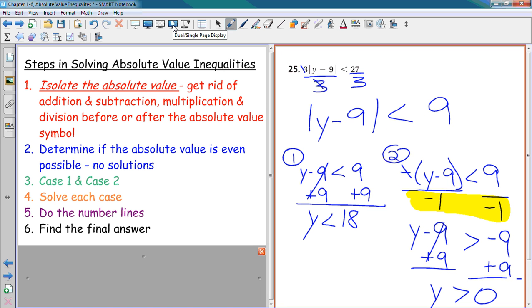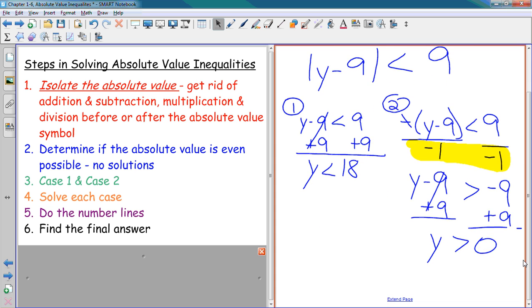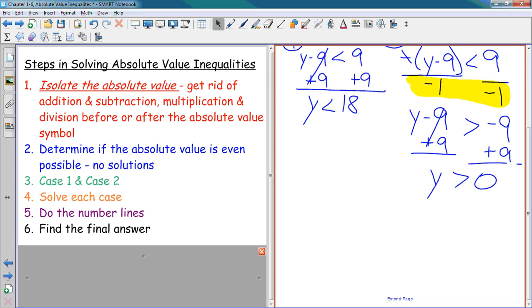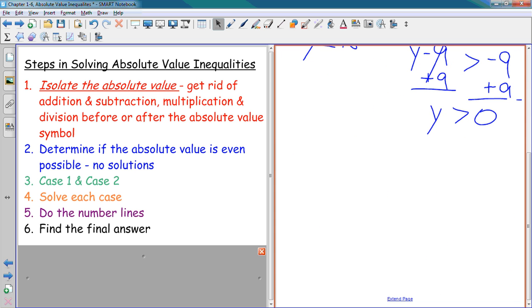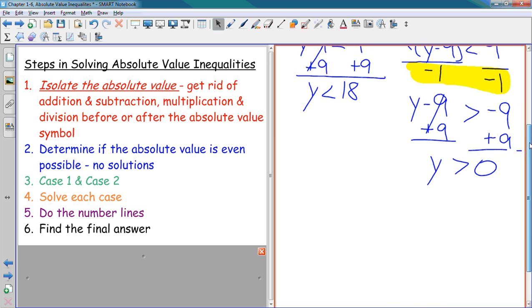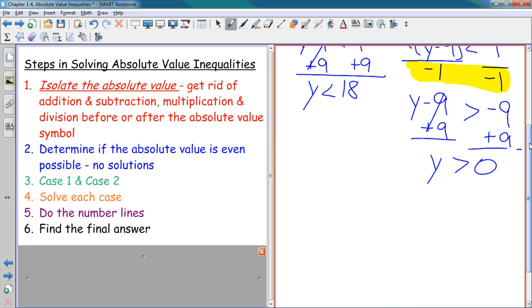Go back to your list. Solve each case. Now create number lines. Do the number line. Graph each inequality and decide what your solution is. Okay. Go back to when you had and or solutions. We're going to have to use those and or solutions in order to decide what the solution is here. So I have case 1.